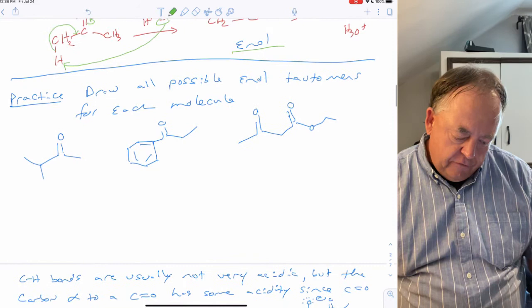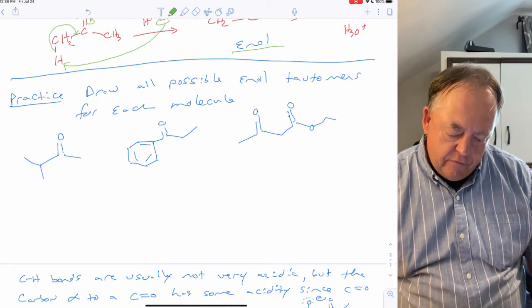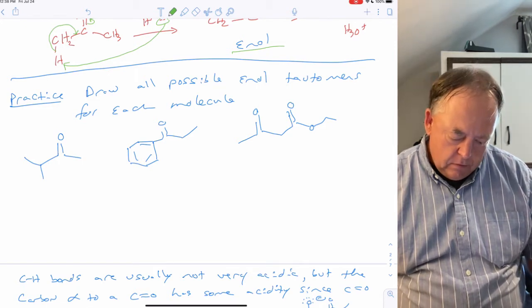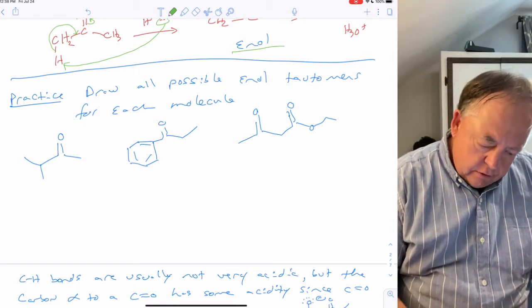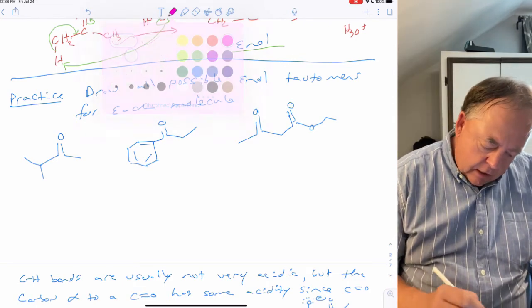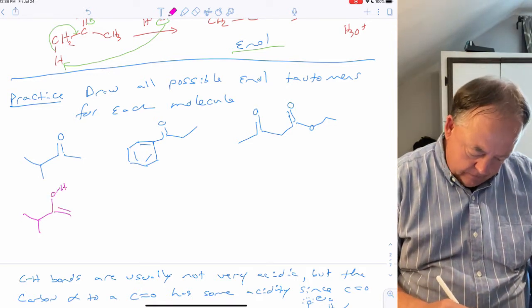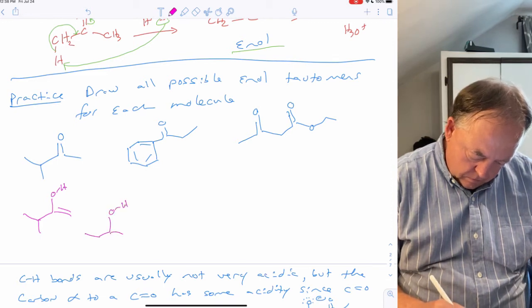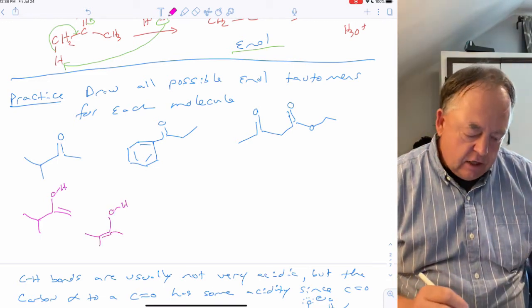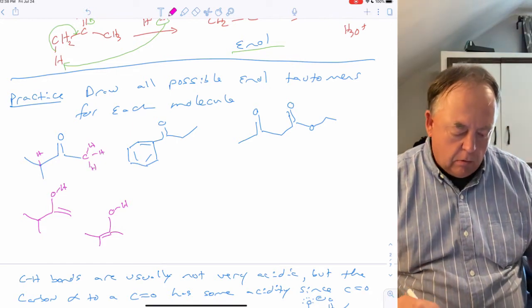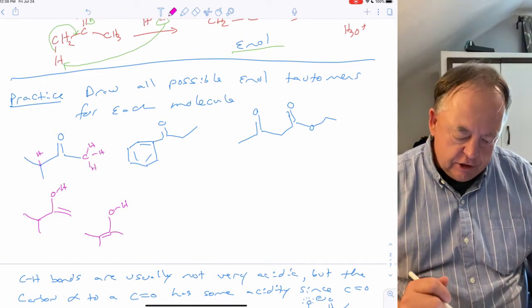Okay, so let's see if you can draw enols. If you wanted to pause this video for a minute and take these three molecules and draw all of the possible enols that could be formed. Okay, so the different enols that you could make from these molecules: you could make that enol, right? Or you could put the double bond on the other side, because both of these carbons have hydrogens. So you could put the double bond on either side and move that hydrogen up onto the oxygen.